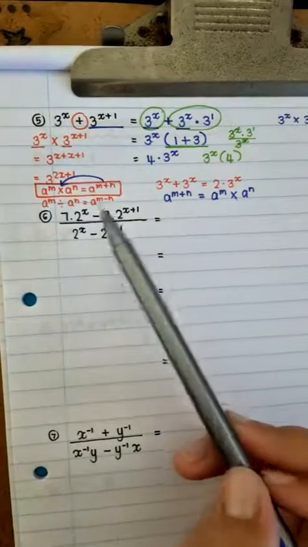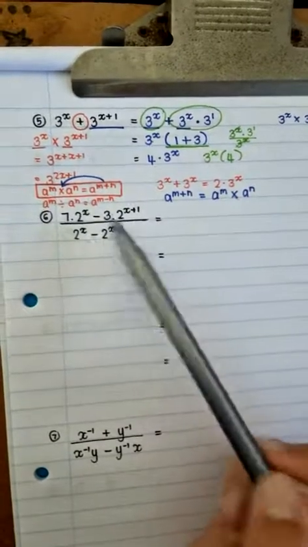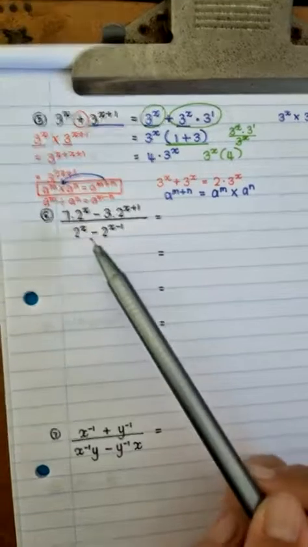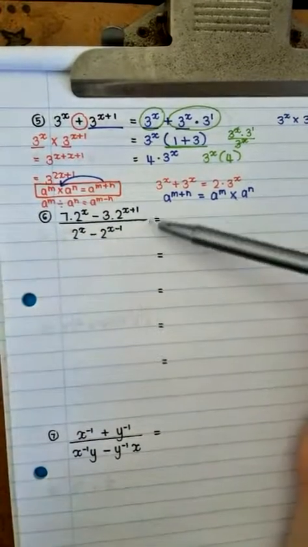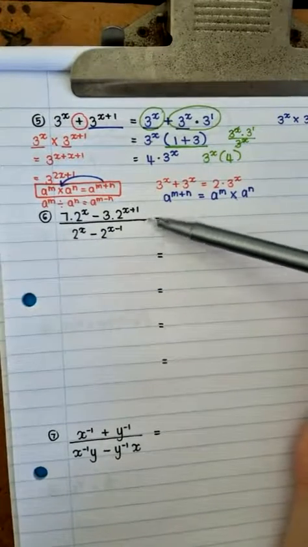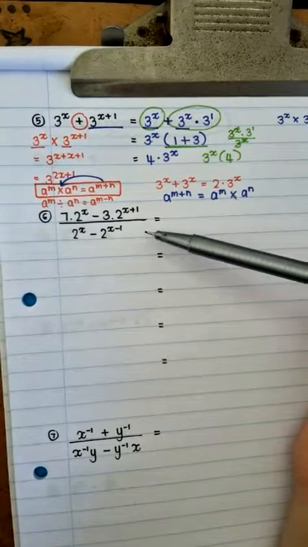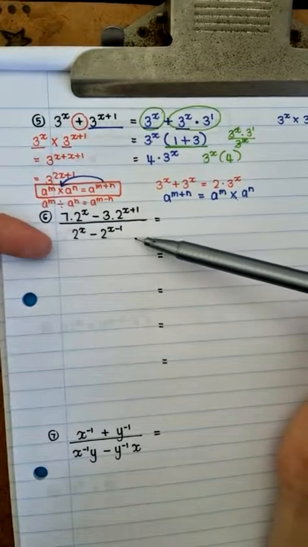Now for this one, in the previous question, we were adding. Do we notice that in this question, we are in the numerator subtracting, and in the denominator, we're also subtracting. Remember, when something is written as a fraction, that means that you are dividing. So what we have at the top, we have to divide by what we have at the bottom.